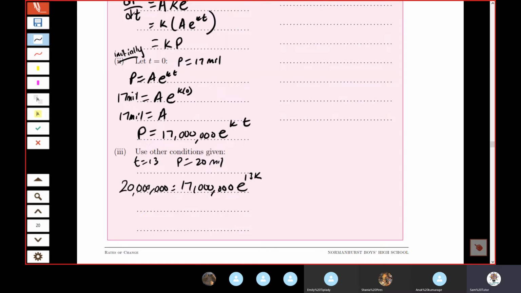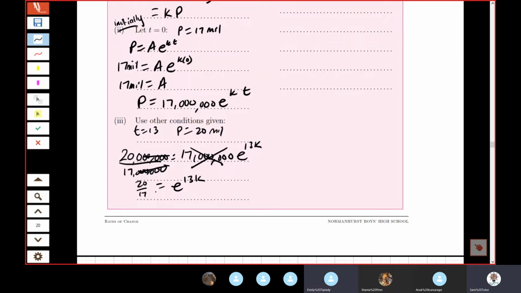20 million equals 17 million, e^13k. What's the first thing I get rid of? Don't you get rid of the 17 million? I agree with you. So get rid of 17 million over 17 million. Cross out the 6 zeros, cross out the 6 zeros, and pretty much you would have 20 over 17, but I'm sure your calculator would have done it for you. Boom, you're here. Now, how do I get rid of the exponential then, Emily?